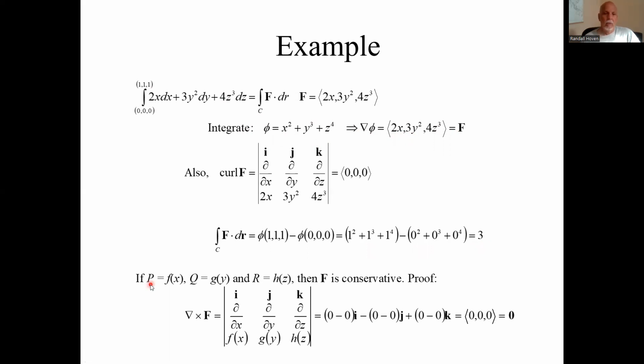By the way, if P is solely a function of x, Q is solely a function of y, and R is solely a function of z, like in this case, F is always conservative, and it's a one-line proof that you can take the curl, and it's always going to be 0. You might want to put that in your hip pocket.